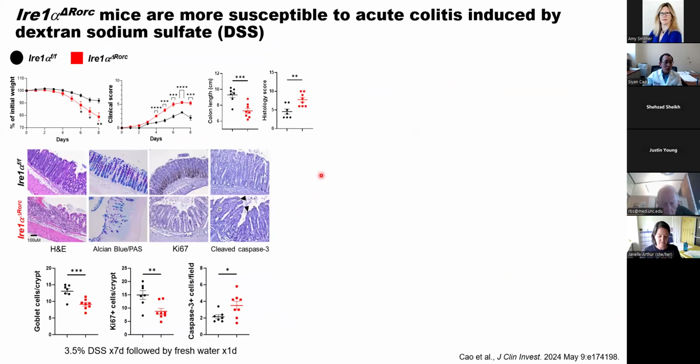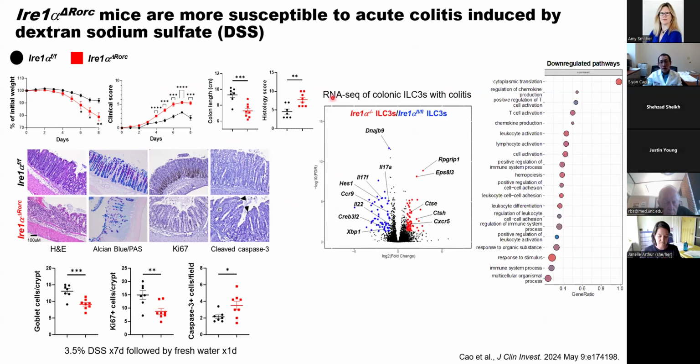And besides the infection models, I also challenged the mice with dextran sodium sulfate, or DSS, to induce acute colitis. And similarly, you can see the knockout mice had a more severe disease as shown by more weight loss, higher clinical scores, and a shortened colon with colitis. And the knockout mice also had impaired epithelial cell proliferation, shown by the Ki-67 staining, as well as more epithelial cell death.